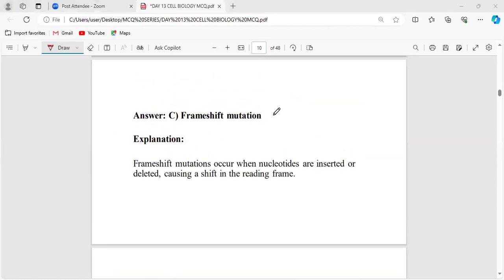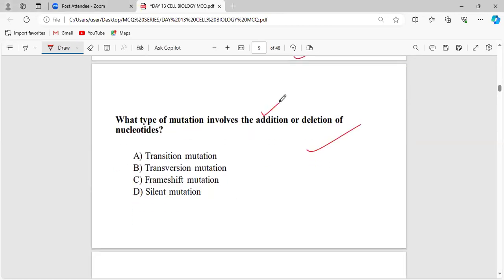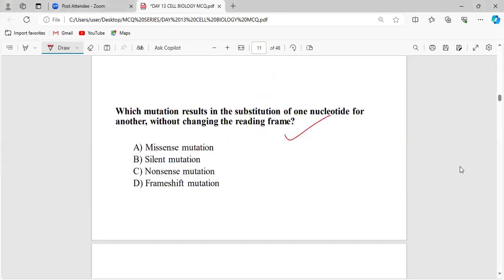Okay, that will be the frame shift mutation. Just now I explained, if there is any addition or insertion, or if there is a deletion, the entire frame will get modified. That results in a frame shift mutation. Okay, and the second thing: which mutation results in the substitution of one nucleotide for another without changing the reading frame?